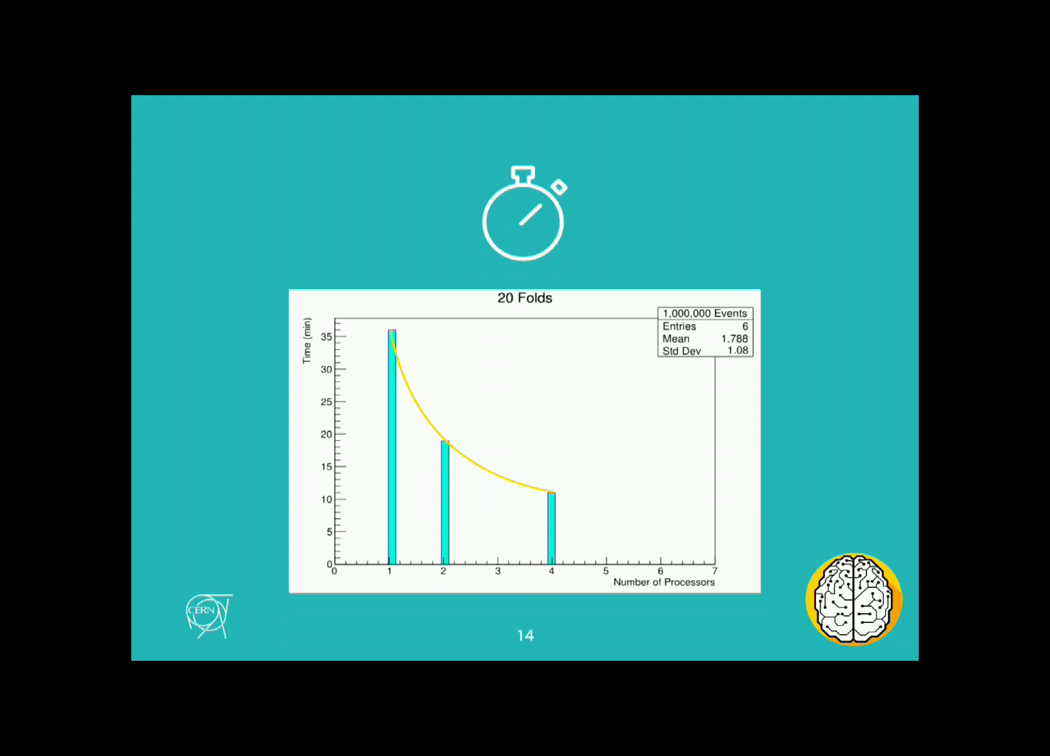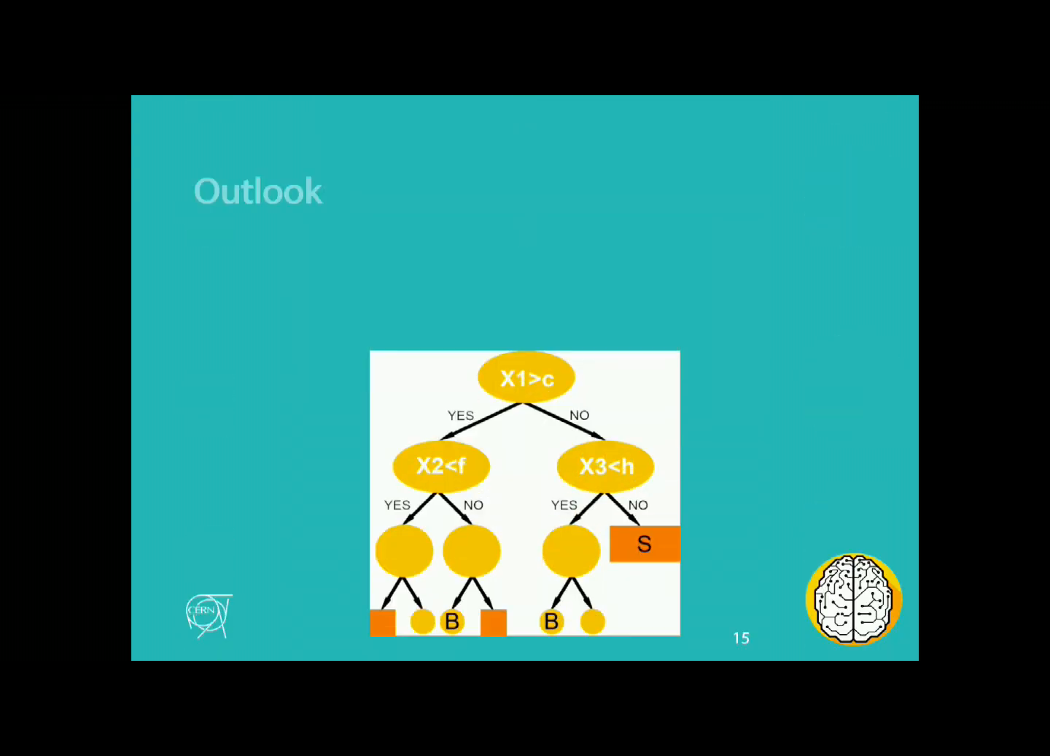For 2 processors it was 19 minutes, and for 4 processors it was somehow 11 minutes. And as an outlook, I just did it last night, but I didn't have time to put the results here. But this is the BDT, another method of TMVA, which is boosted decision tree.